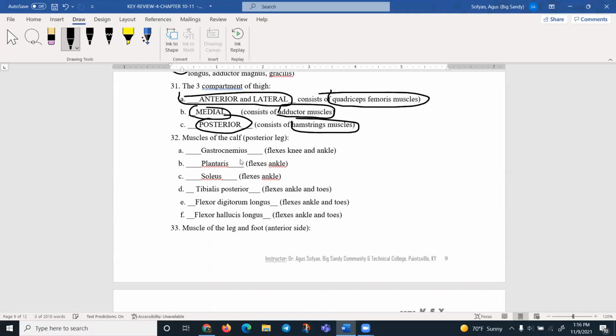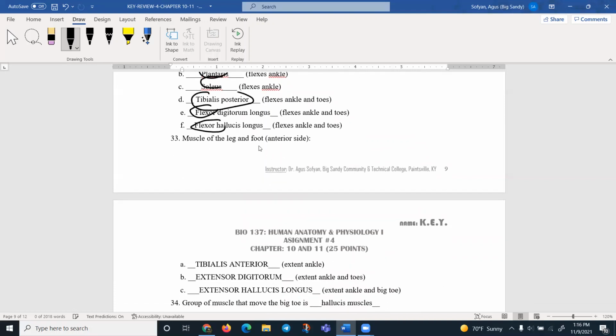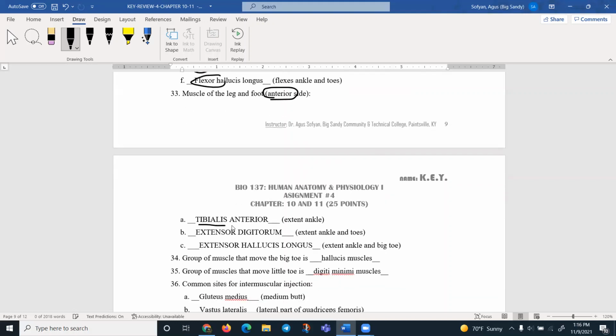Then muscles on the calf, on the back, the biggest one is gastrocnemius, and there will be plantaris, soleus, tibialis posterior, flexor digitorum. Okay, they are on the back of our leg. Muscles in the front of our leg, the biggest one is tibialis anterior. There's going to be extensor digitorum.